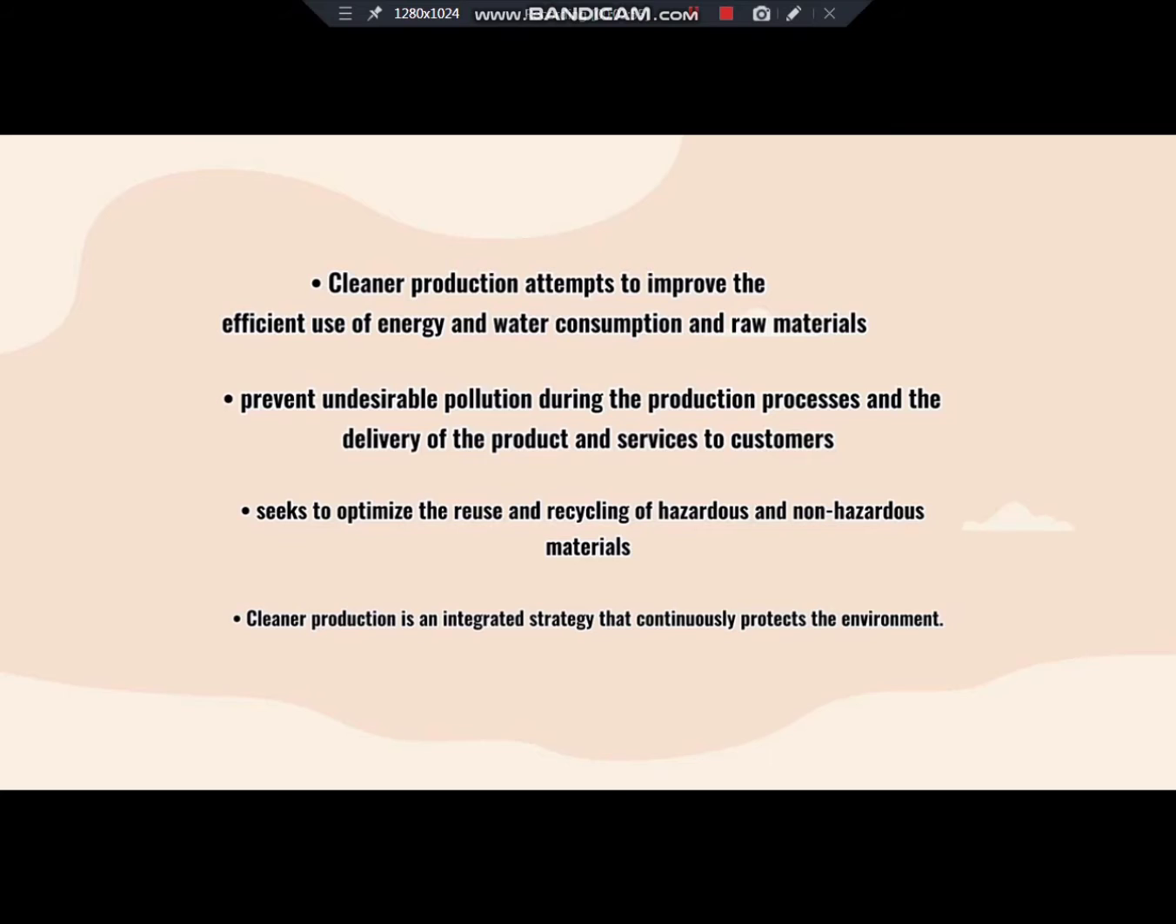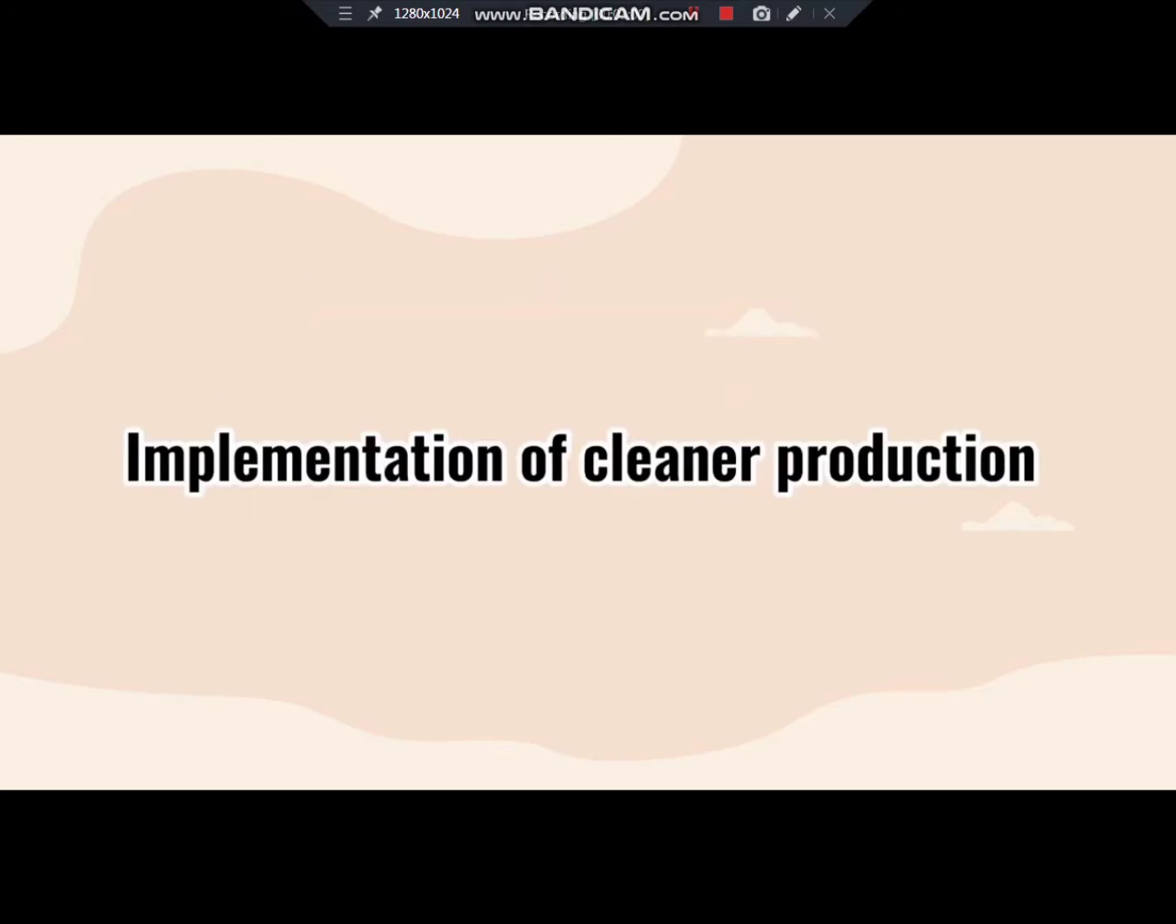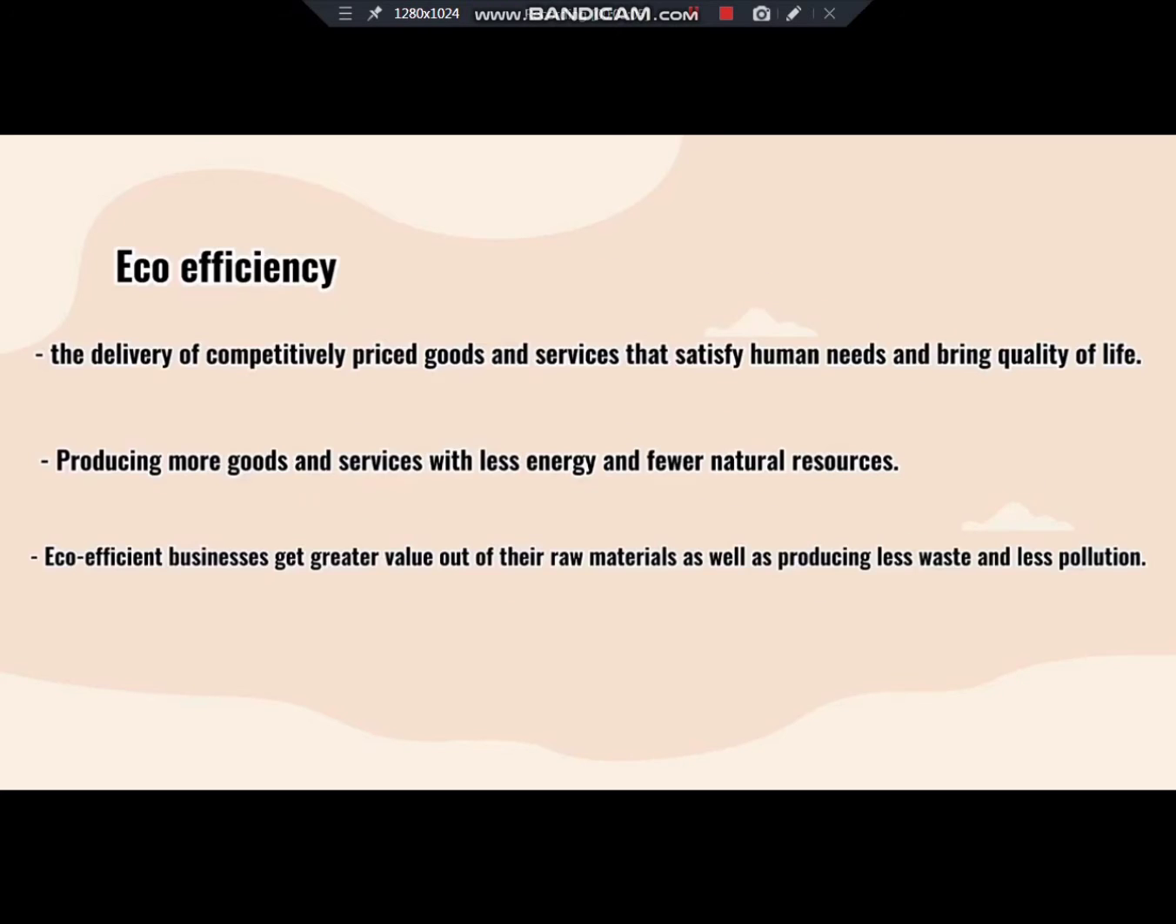Cleaner production is an integrated strategy that continuously protects the environment. Next one is implementation of cleaner production. First one is eco-efficiency: the delivery of competitively priced goods and services that satisfy human needs and bring quality of life. Next is producing more goods and services with less energy and fewer natural resources.